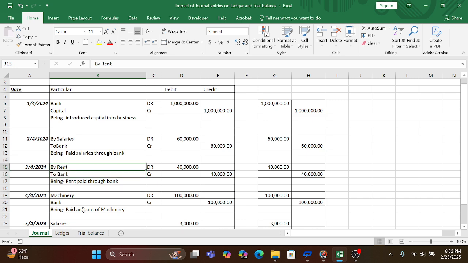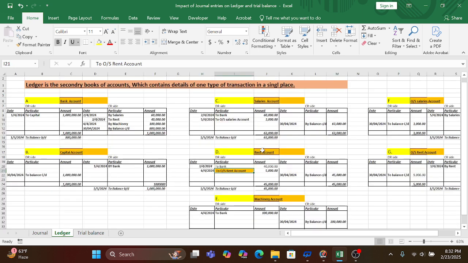So in a rent account I have to show rent account debit to bank 40,000, and in a bank account I have to show "by rent". Debit side is a "by" side. So I hope it will help you guys to understand how it will reflect in the books of account.